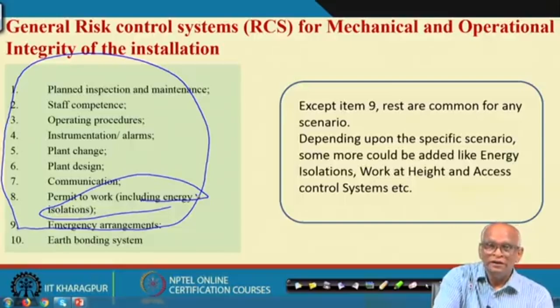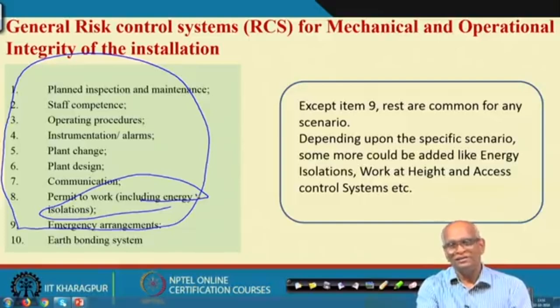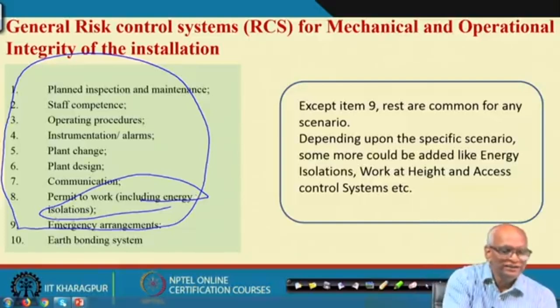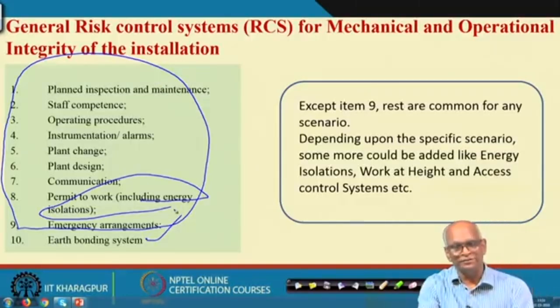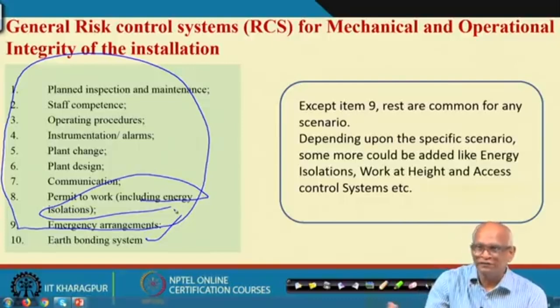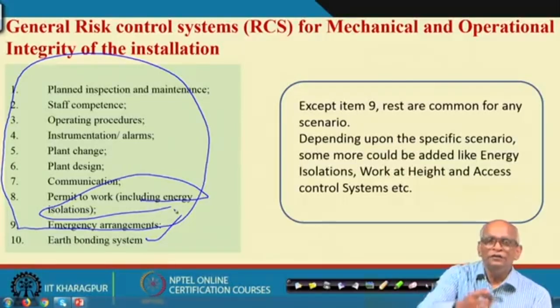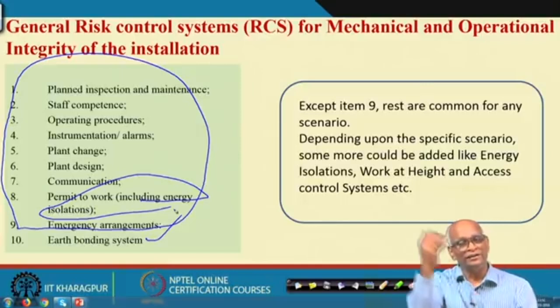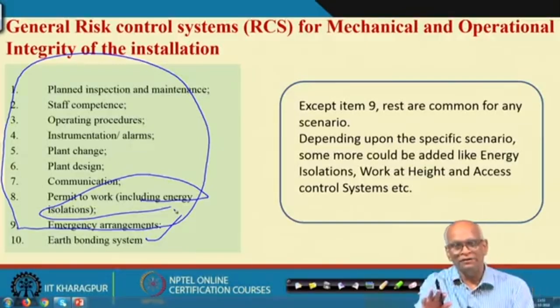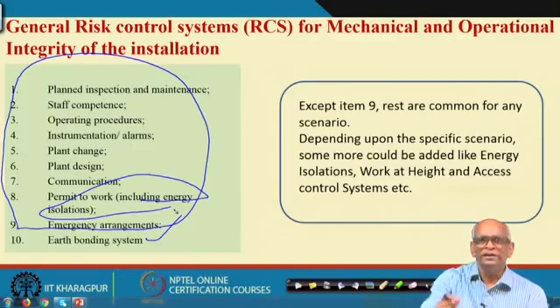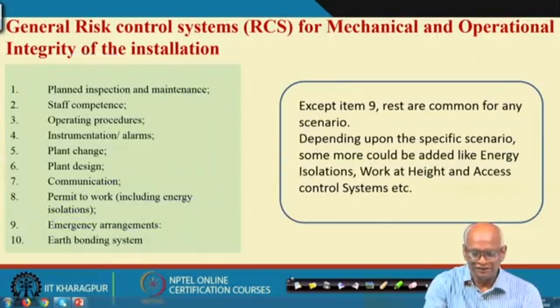Emergency arrangements: if anything happens, the risk should be controlled. They are called emergency arrangements. So, these 9 are almost common, but depending upon the site, you can add much more. For this site, we have added the earth bonding system. An earth bonding system will not be there for every site. Or if working at height is very important at a particular site, you can add working at height. So, the 9 risk control systems are common for all of these, and 1, 2 or 3 you may add as per your site.